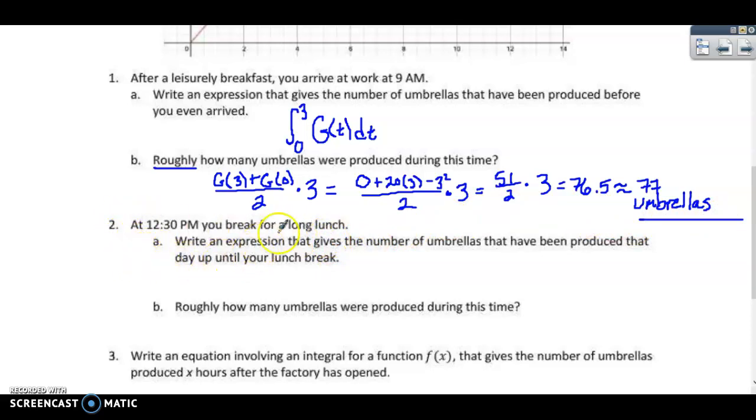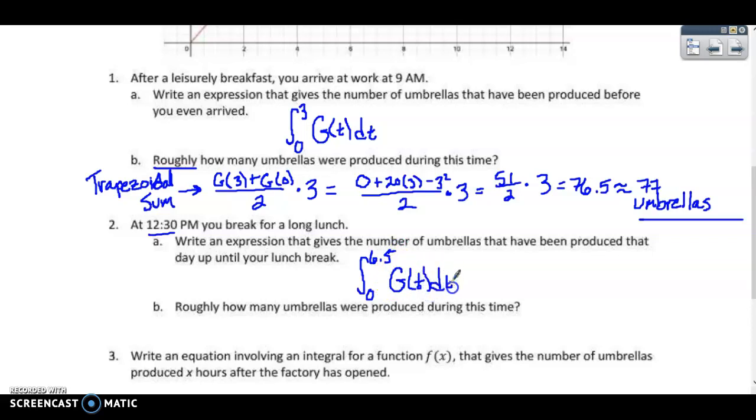At 12:30 p.m. you break for a long lunch. Write an expression that gives the number of umbrellas that have been produced that day up until your lunch break. Well, if we open at 6 a.m., how many hours have we been open? Well, we're looking at 12:30. So the number of umbrellas produced from 6 a.m. to 12:30 p.m. would be the integral from 0 to 6.5, since 6.5 hours pass in that time interval, of G of T, and then of course dt.